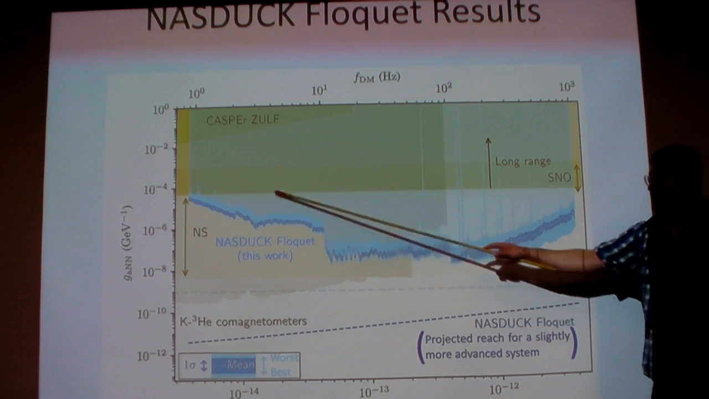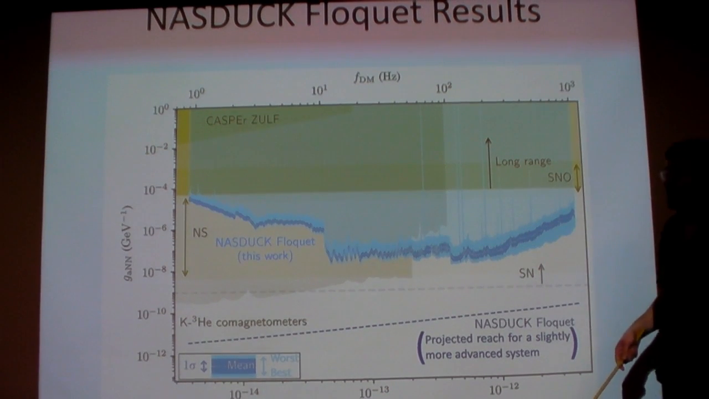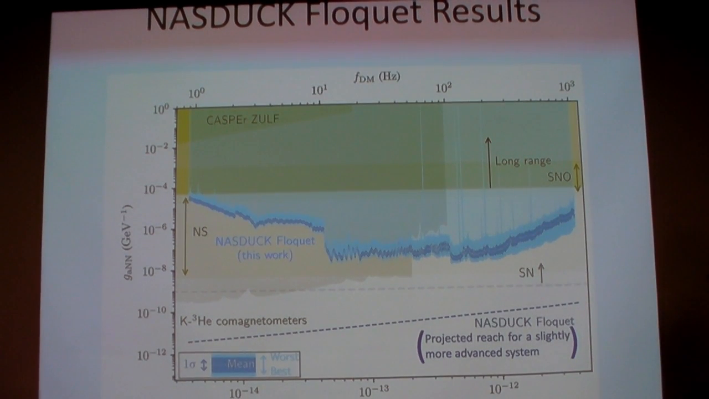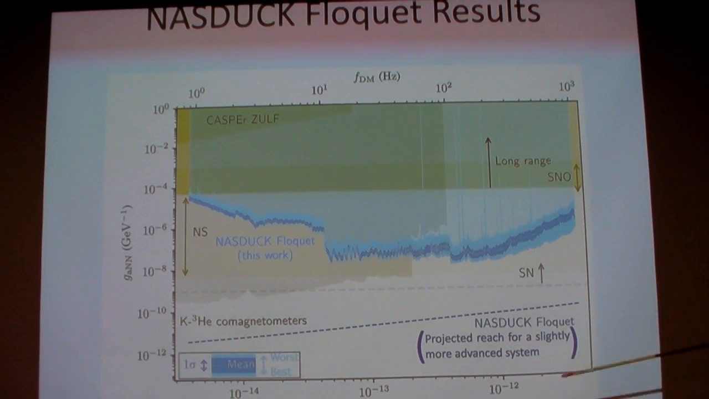We don't fully know actually why our detector sensitivity dropped here. This is not a fundamental thing. This is just a problem of our own detector. And as you can see, with a slightly more advanced system, we are already able to really improve the astrophysical constraints, and we are already not that far from them.